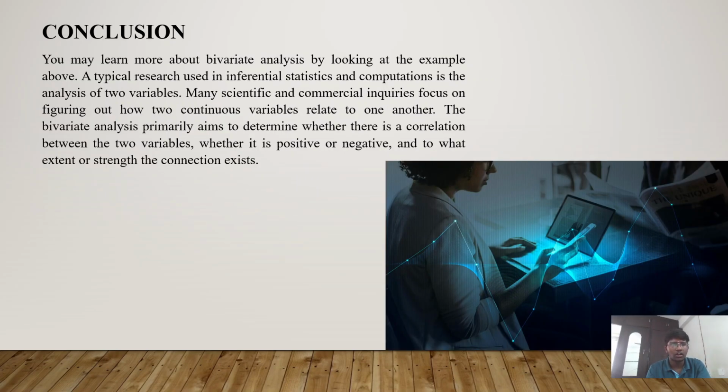So by this I want to conclude that by the above table you may get an idea about bivariate analysis, and a typical research using statistics and computations of analysis of two variables is known as bivariate analysis. And if you have any queries, or if you want to figure out any relations between two variables, we can use bivariate analysis. And mainly we use bivariate analysis to find the correlations between two variables, which determines whether there is a relation, it gives a positive or a negative value, and if there is no relation, it gives a zero value, and it shows the extent and strength of the connection that exists.